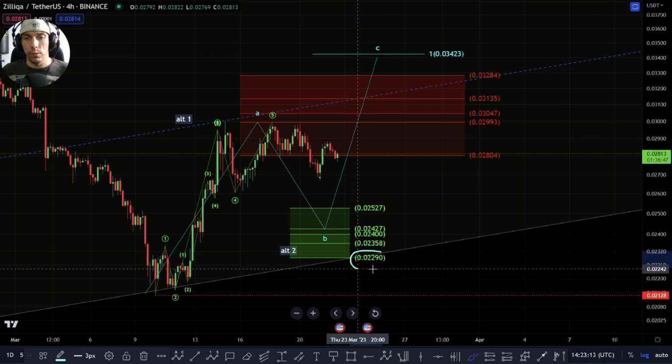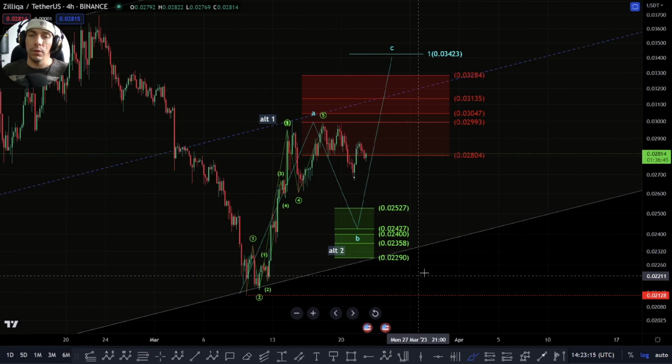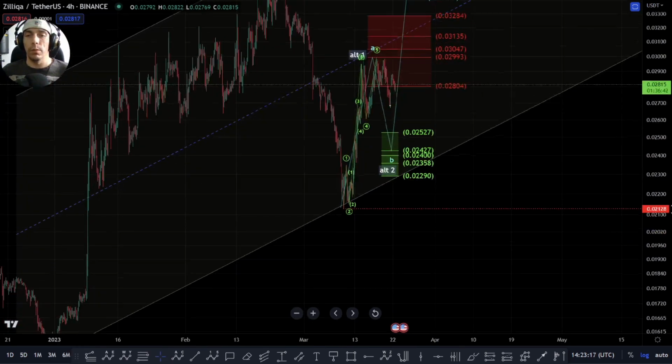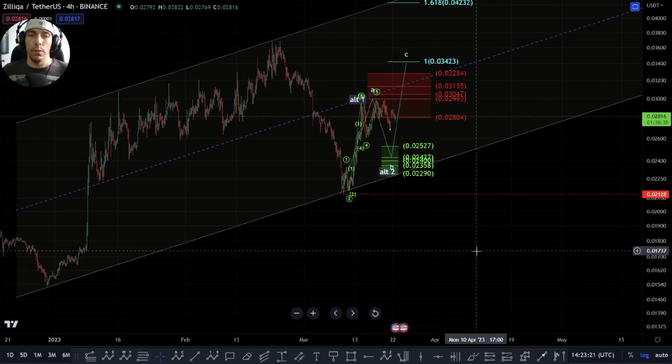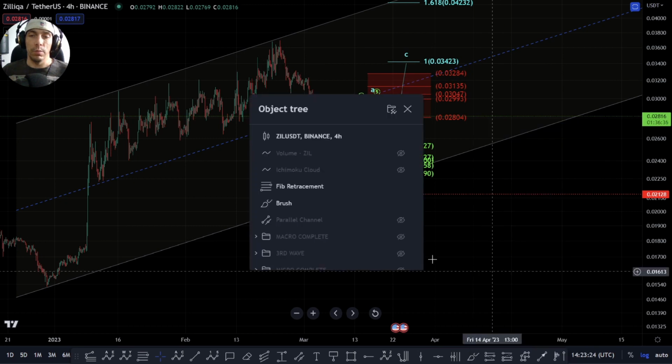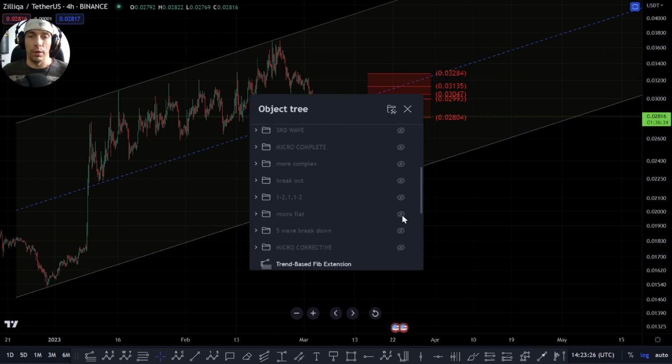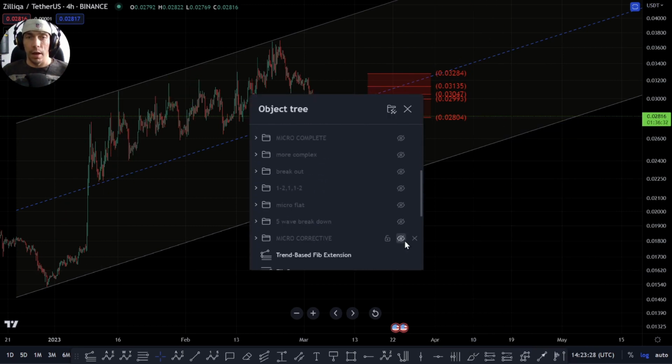If we do lose this 2290, then potentially we need to look at some more bearish alternatives, where we could either be looking for one more push to the downside here before looking to move up, or alternatively we could be starting something more sinister to the downside. So we're going to discuss both of those.